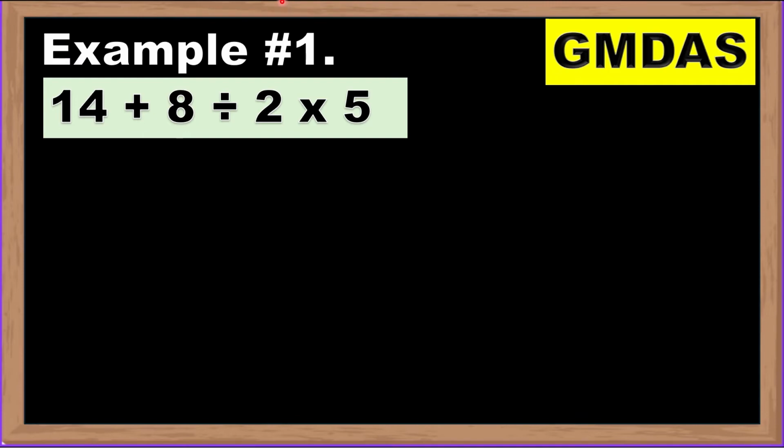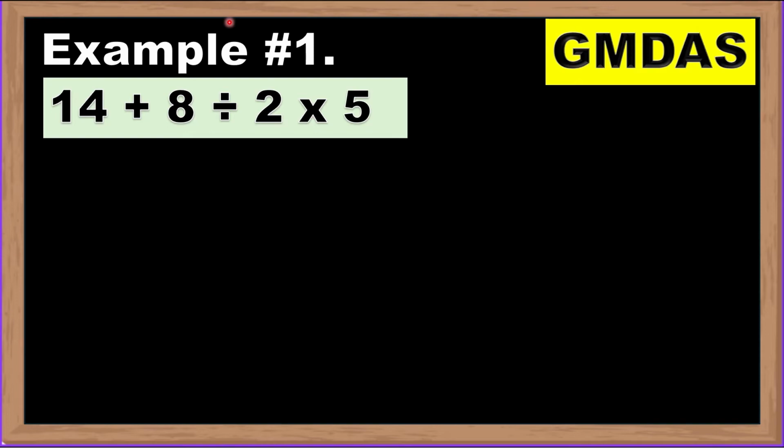Example number 1. We are given the expression 14 plus 8 divided by 2 times 5. According to the GMDAS rule, G again stands for grouping symbols, which is none in this example. M and D, which is multiplication and division, and we're going to perform it from left to right. Again, AS, addition and subtraction, also from left to right.